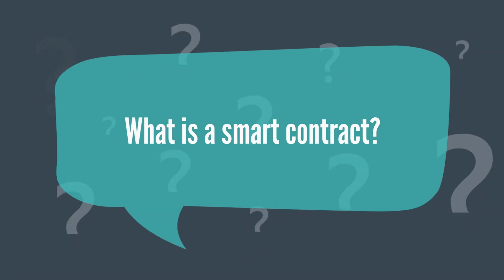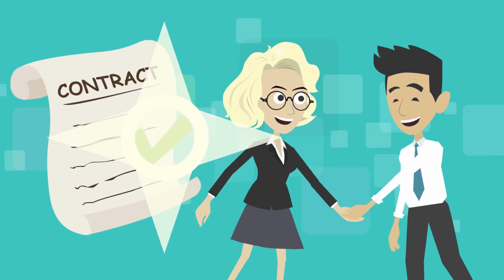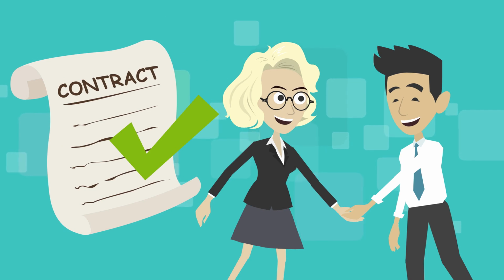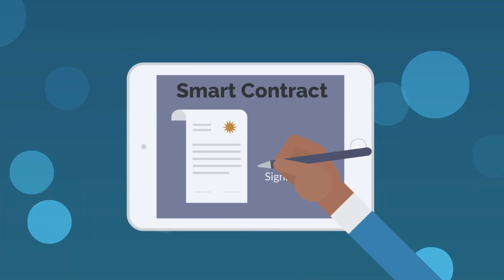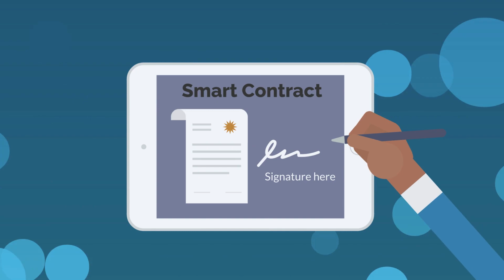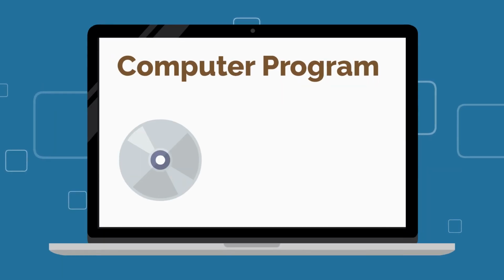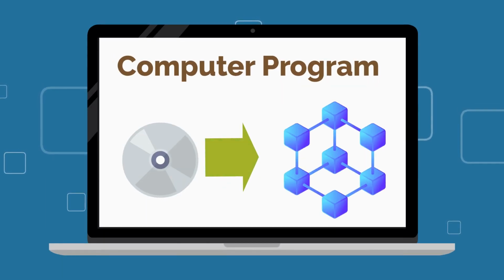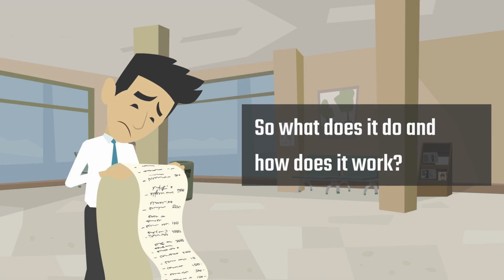What is a smart contract? Smart contracts are just like contracts in the real world. The only difference is that smart contracts are digital. It is a computer program that is written and stored on the blockchain. So what does it do and how does it work?